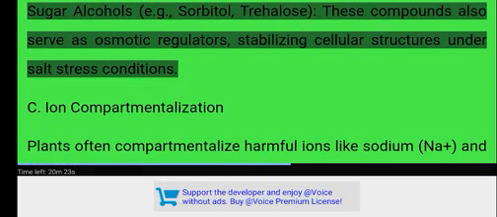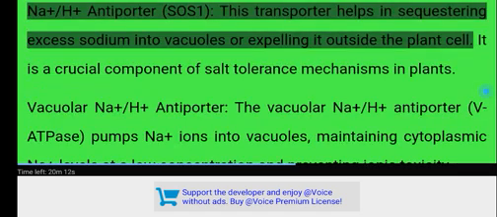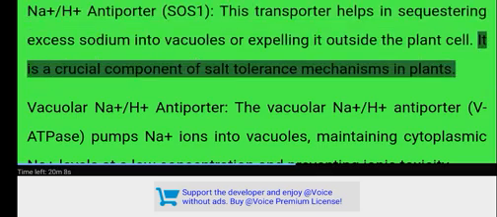Sugar alcohols, e.g., sorbitol, trehalose. These compounds also serve as osmotic regulators, stabilizing cellular structures under salt stress conditions. C. Ion compartmentalization. Plants often compartmentalize harmful ions like sodium, Na+, and chloride, Cl-, in vacuoles, isolating them from the cytoplasm and preventing cellular damage. This is mediated by specialized transporters. Na+/H+ antiporter SOS1. This transporter helps in sequestering excess sodium into vacuoles or expelling it outside the plant cell. It is a crucial component of salt tolerance mechanisms in plants.